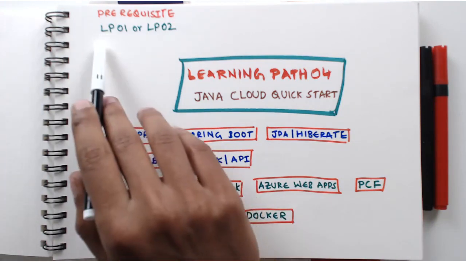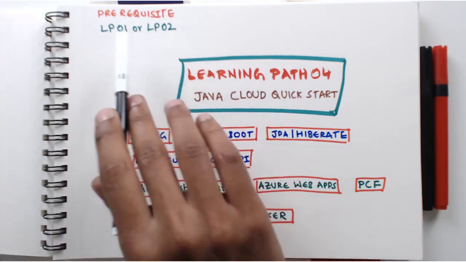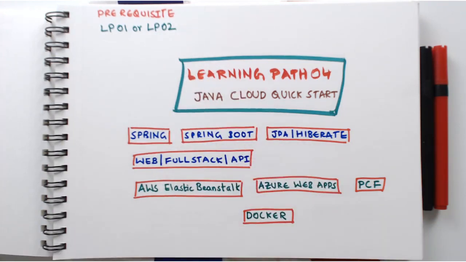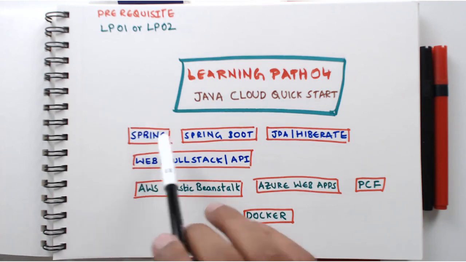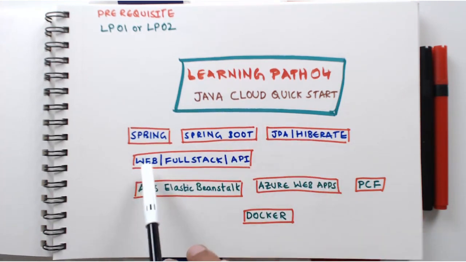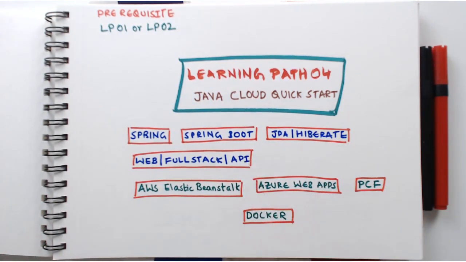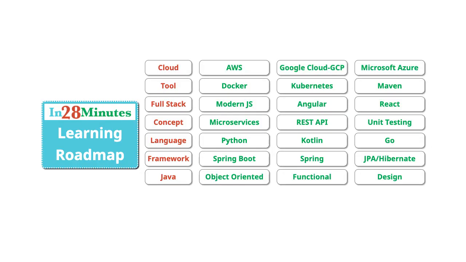However, if you have not started those learning paths, I would recommend you check them out and build at least a single web application or a REST API or a full stack application before you pursue this learning path. So the prerequisites are Spring Boot, JPA Hibernate, and you should have developed either a web application, full stack application or an API. And let's now deep dive into all this stuff in the cloud that you can do with your Java Spring Boot applications. Let's get started.